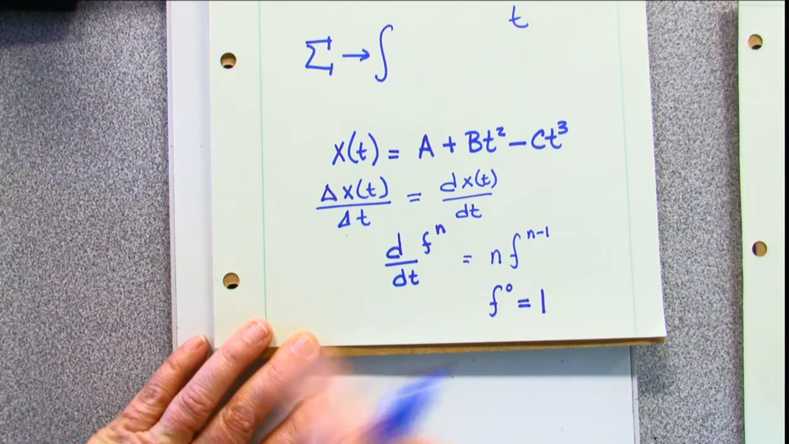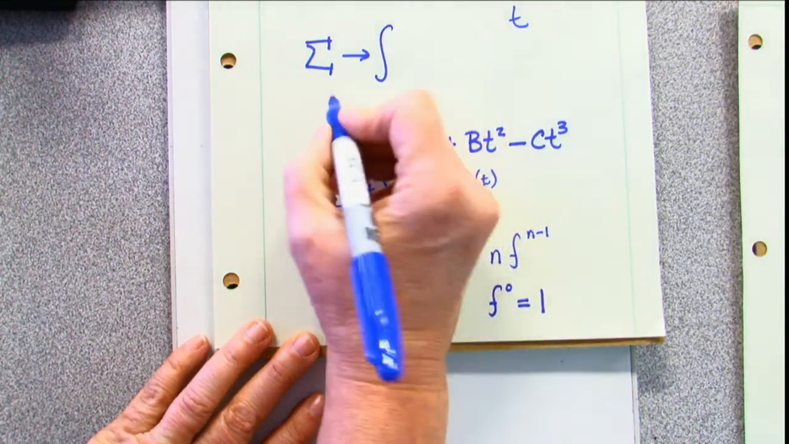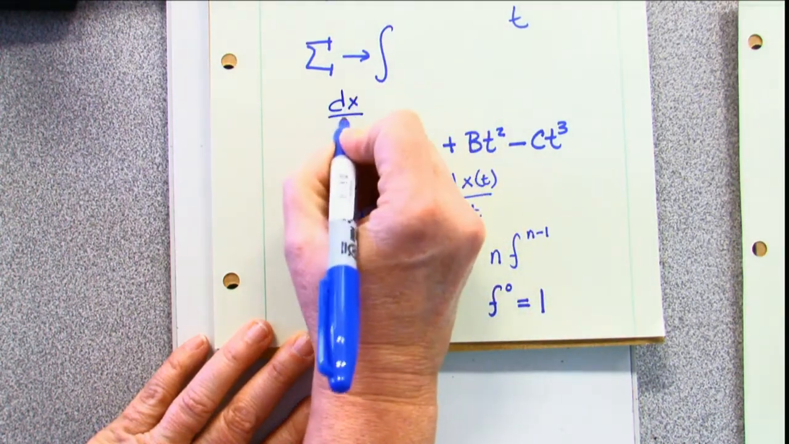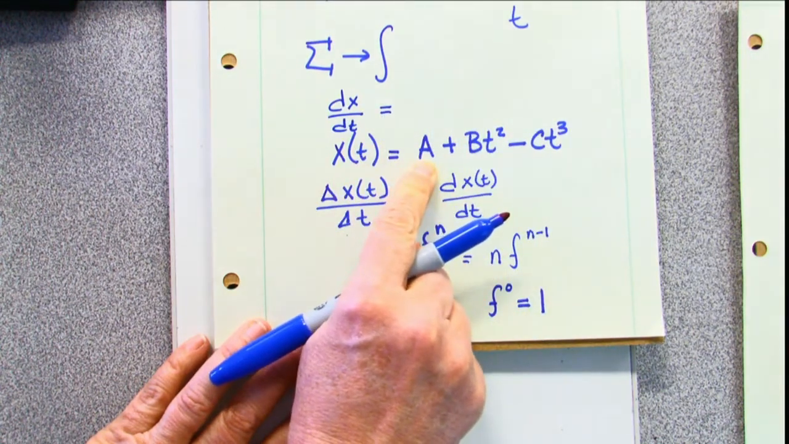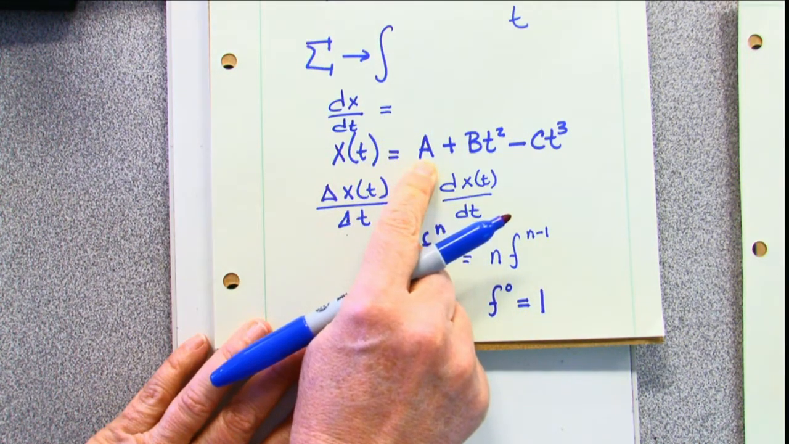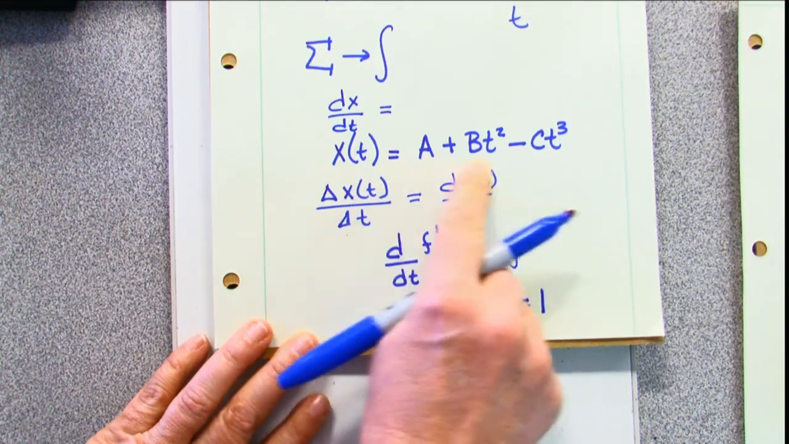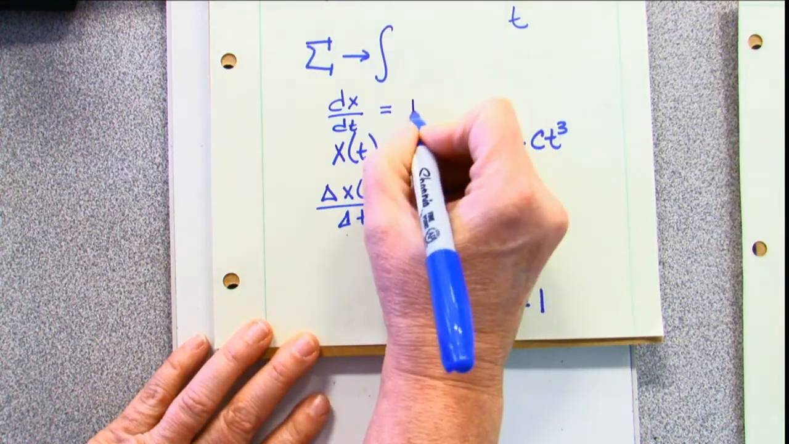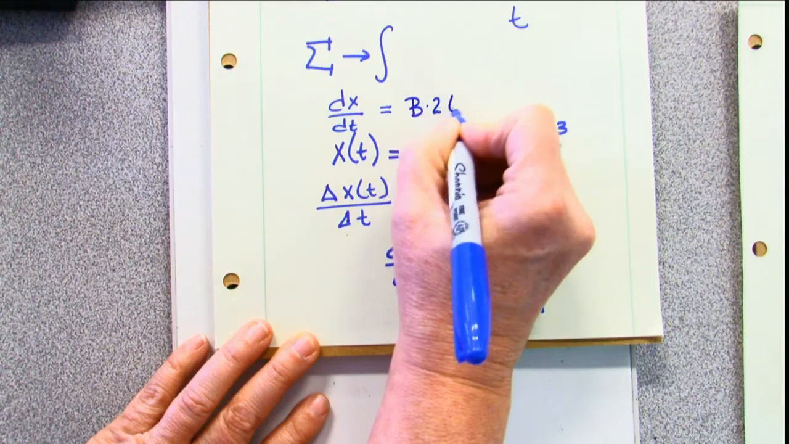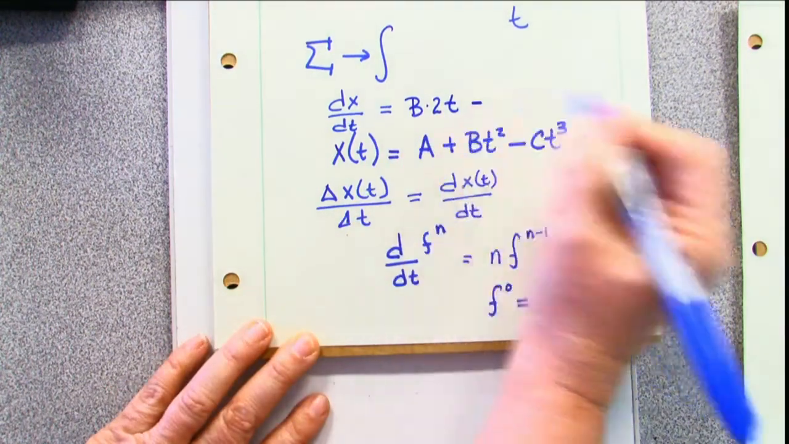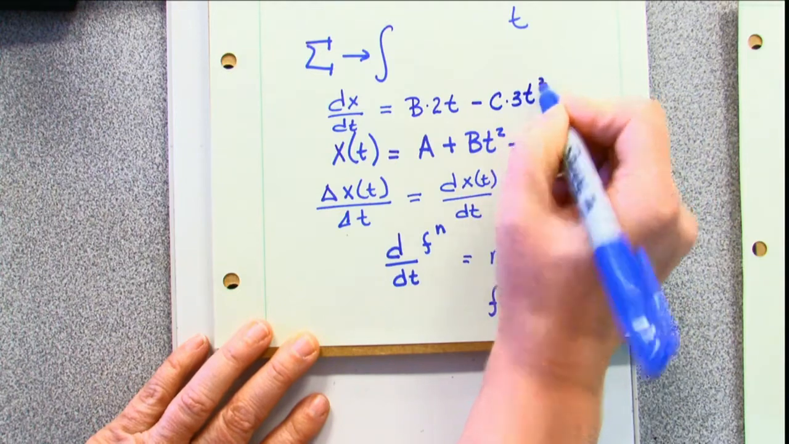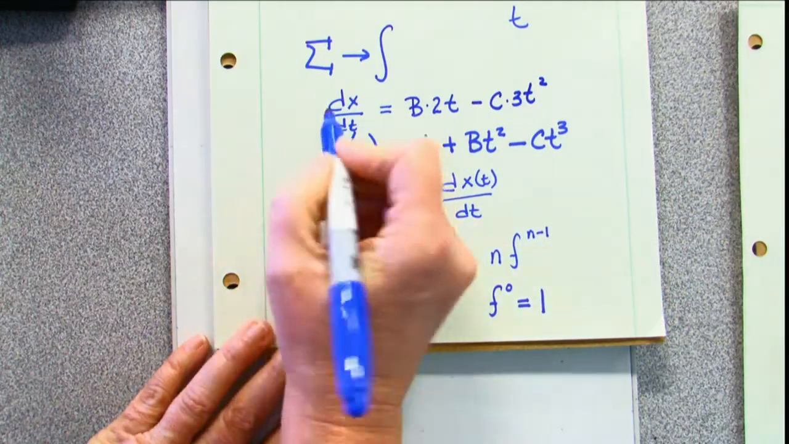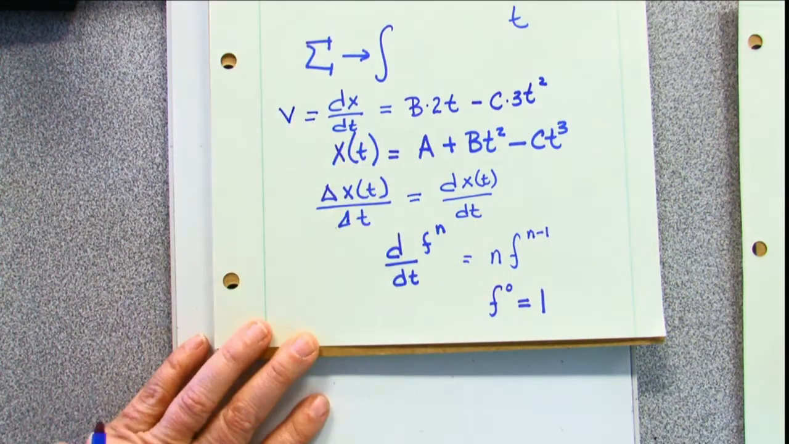So, what that says, if I'm going to use this function here, and I take the derivative of x with respect to t, this is going to be, there's no function x here, that just goes away. There's no f associated with it. So we're doing this with t. So this is going to be b times 2 times t. And this is going to be minus c times 3 times t squared. And we now know that that's a velocity.